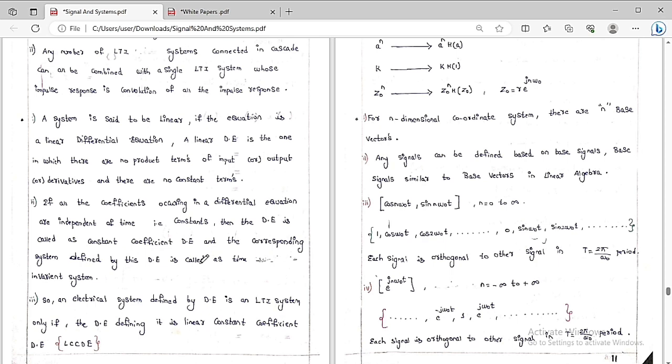So finally I can say like this. For a given system, between the input and output there is a differential equation which is going to get real.